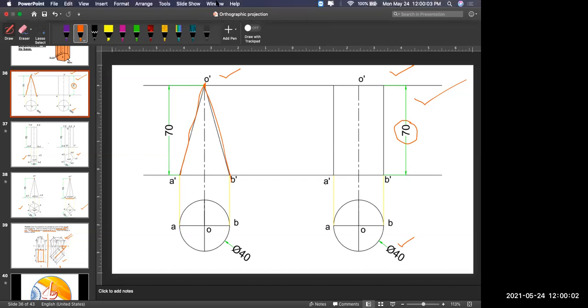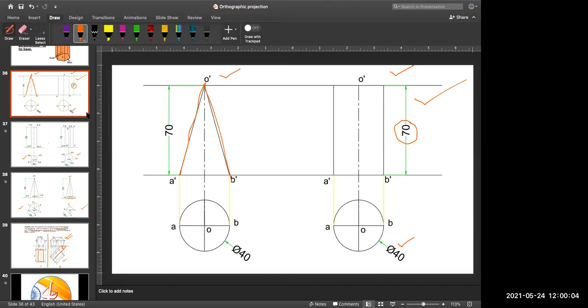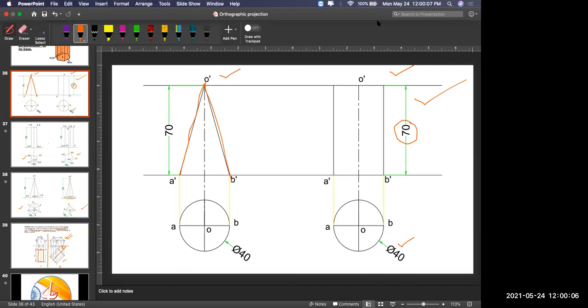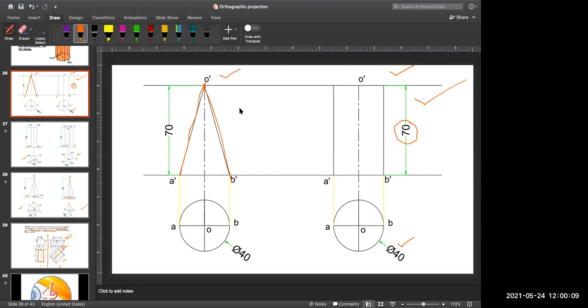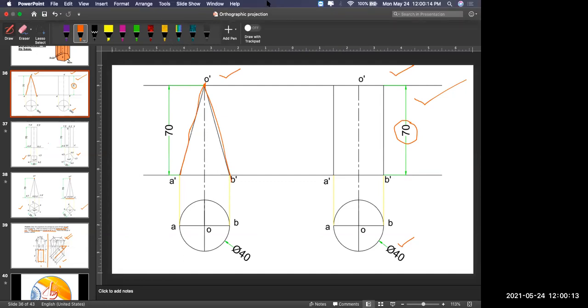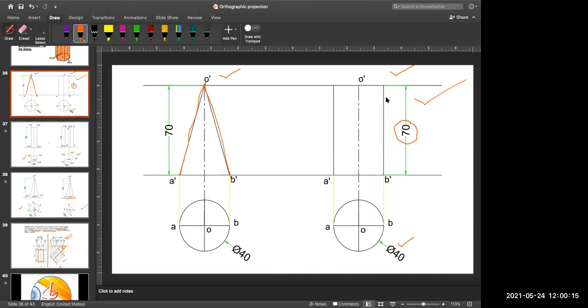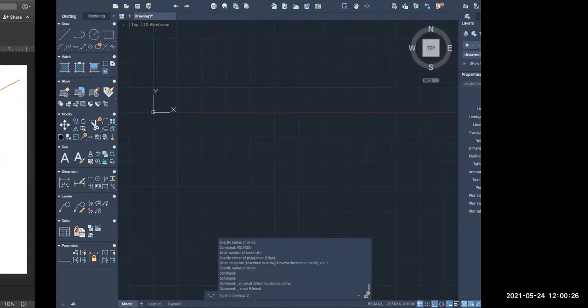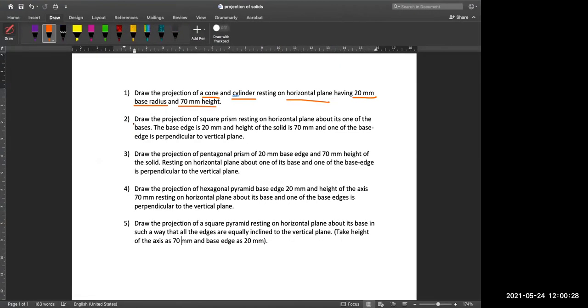Okay students, we have now 34 participants. We were discussing the cone and cylinder, which was over, and after that let's see the second question. I hope you all are here.